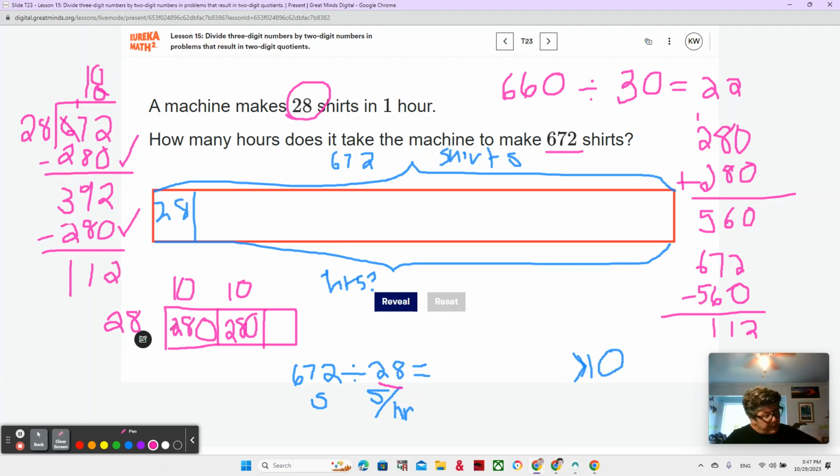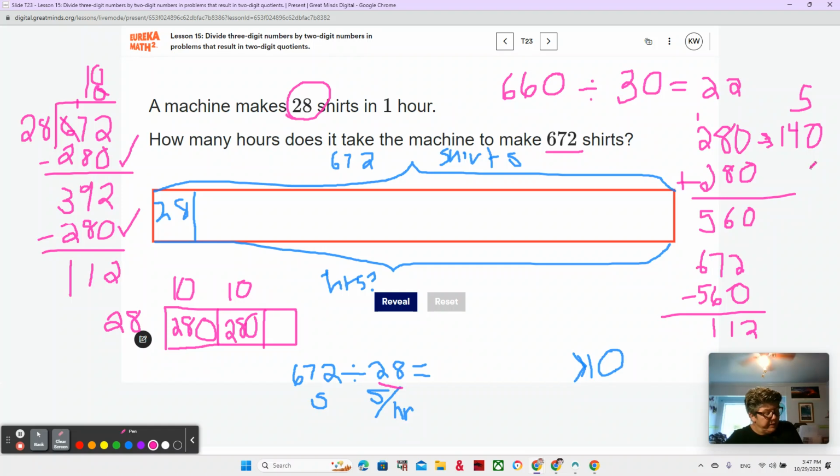How many groups of 28 can we fit into 112? Think about it. Here's an interesting way to think about it. If 10 groups is 280, then what's 5 groups? It's going to be half of that, right? 140. Do you see that? Half of 80 is 40 and half of 200 is 100. So that would be 5 groups, 140.